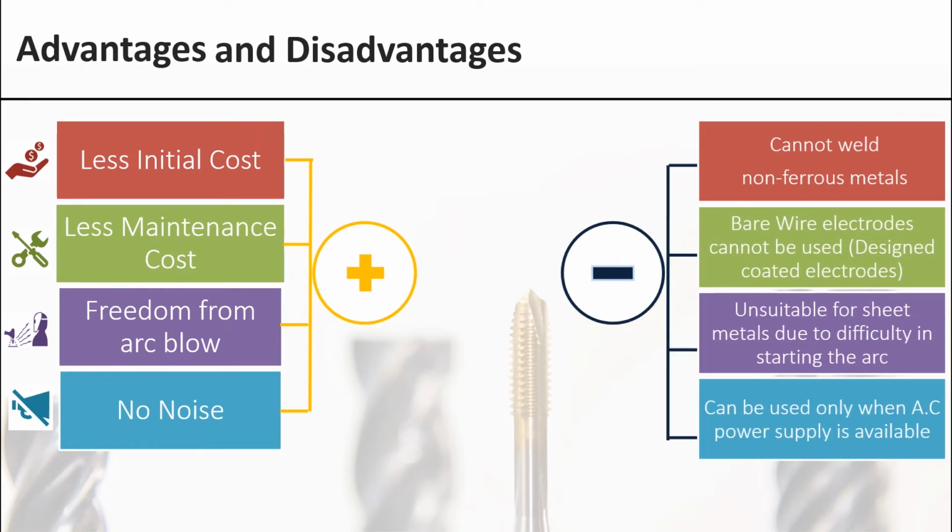Disadvantages. First, the AC welding machine is not suitable for welding all metals, particularly non-ferrous metals and alloys. Second, bare electrodes cannot be used. Only specifically designed coated electrodes can be used. Third, the AC welding machine is not suitable for welding of sheet metals due to difficulty in starting the arc. Fourth, it can be used only when AC power supply is available. Fifth, the AC welding machine has the disadvantage of a low power factor at the welding station.